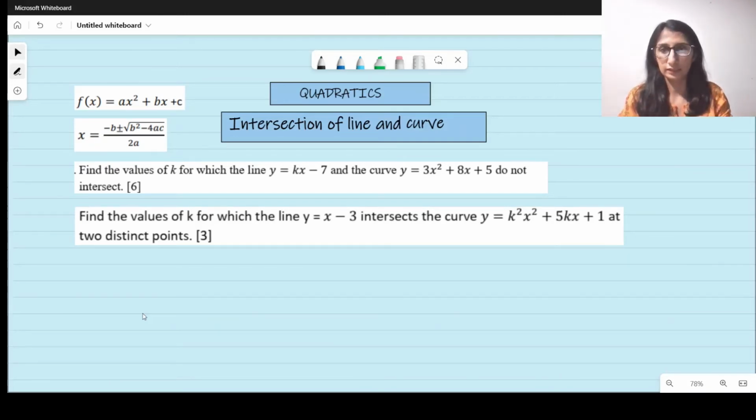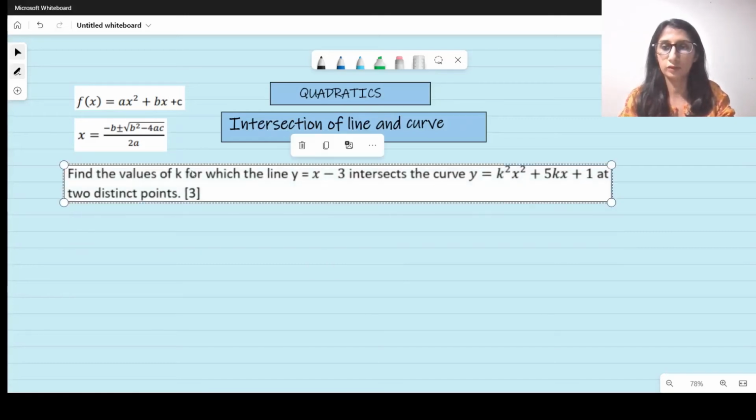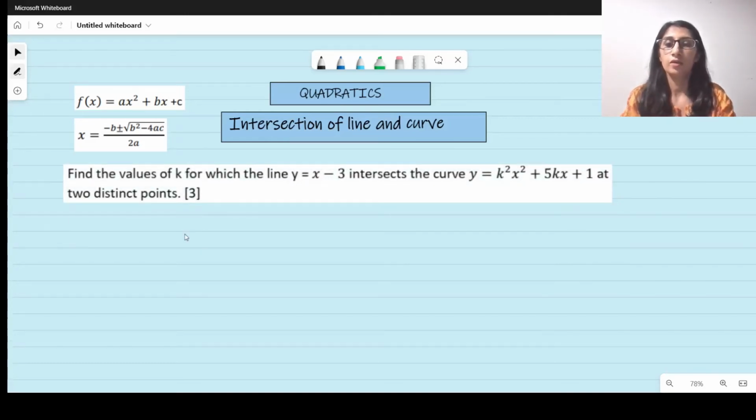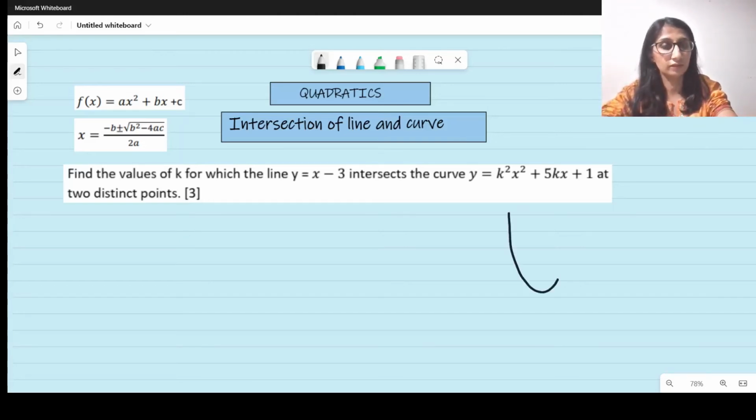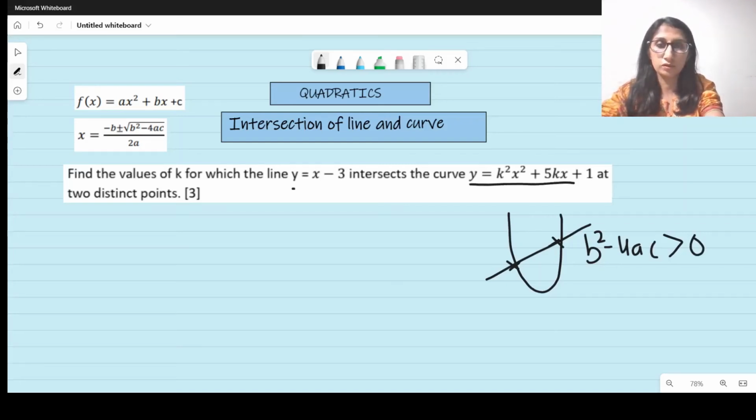Next question is, let me get rid of this one, sorry. All right, so that's the next question. Find the value of k for which the line y = x − 3 intersects this curve at two distinct points, which is this case. So we get two solutions of a quadratic equation when b² − 4ac is greater than 0. So now let's merge both these equations.